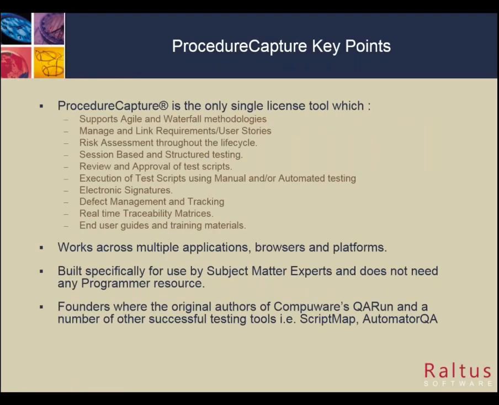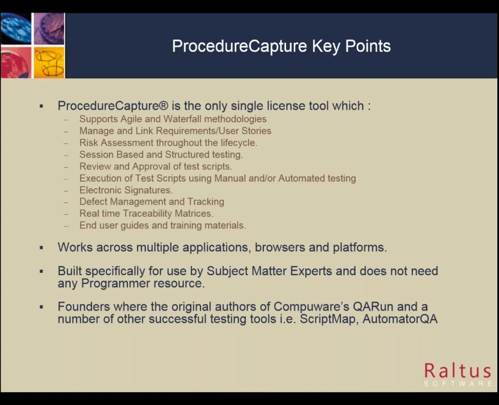If I could just take you through the key points of the tool, basically, and David has touched on some of them there, but really to say that we have a single license for everything, so you're not going to different tool sets to get different pieces of it. And as David said, we go through agile and waterfall requirements, risk assessment, both session-based and structured testing, review and approve, electronic signatures, defect management, traceability and user guides, and obviously the bit that I'm going to focus on today, which is the execution of the test scripts in a manual or an automated fashion.